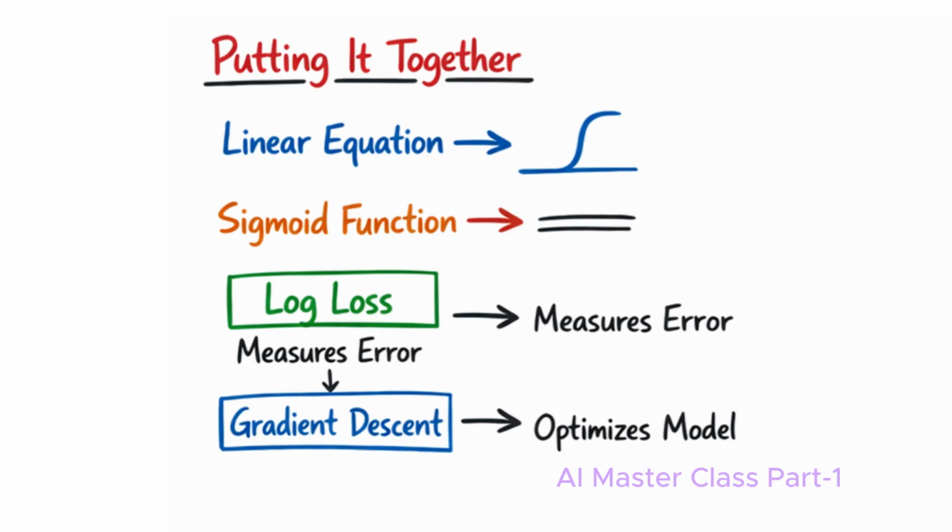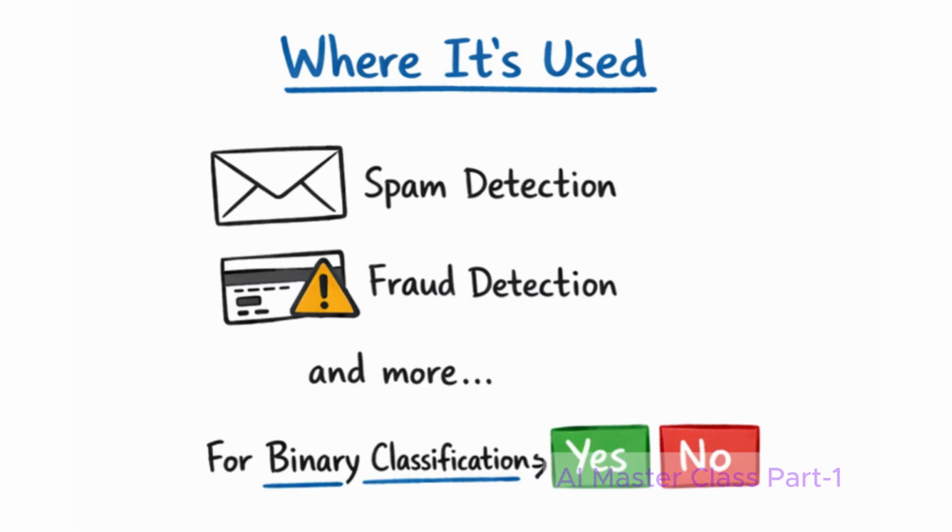Now let us talk about where it is mainly used. Logistic regression is used in all binary classification problems like spam detection, fraud detection, etc. Use cases are very simple and straightforward.